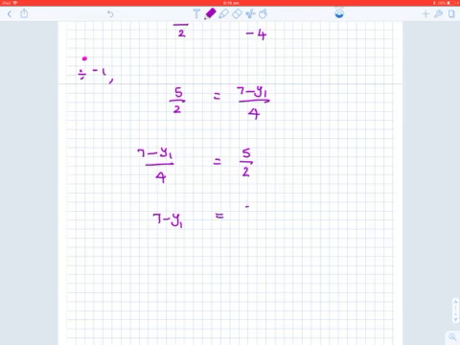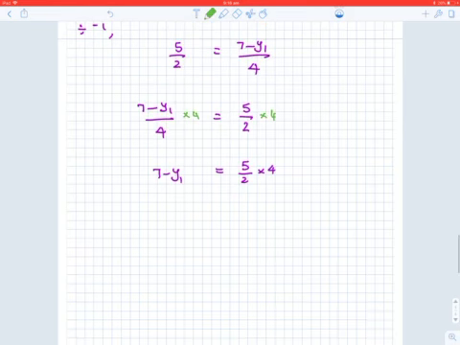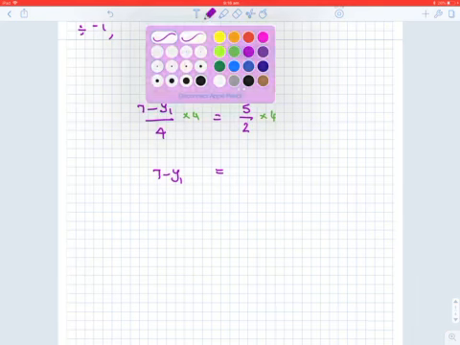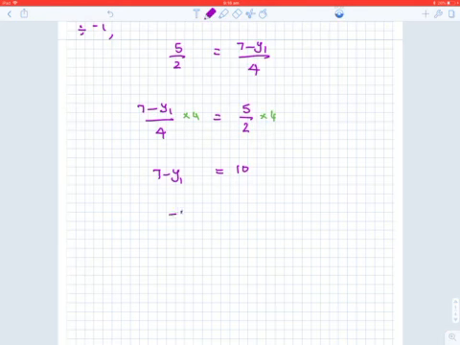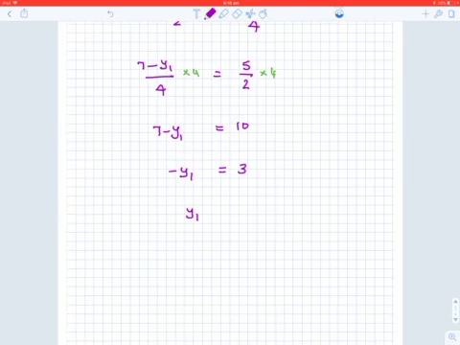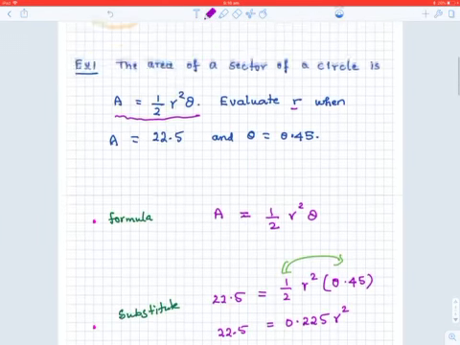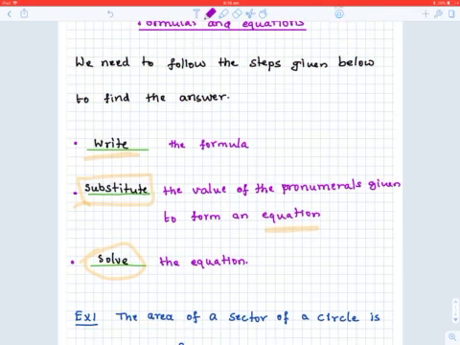I'm going to swap sides now because I still have to find y1. This is what I get. Next line, 7 minus y1 equal to 5 by 2 times 4 on both sides. If you want, you can do that method. Times 4 times 4. That gives you 7 minus y1 is 10, if you do that simplification. And minus y1 equal to 3, and we like to have y1, so y1 is minus 3. So this is your answer for the question.